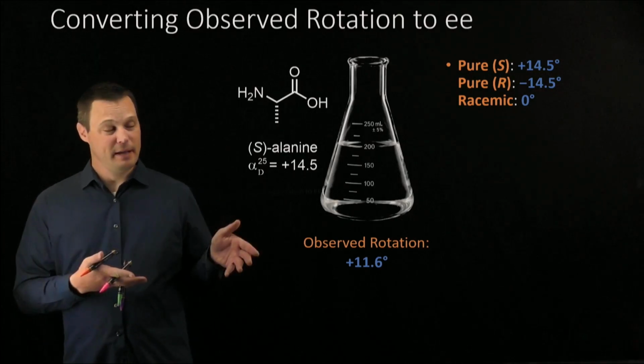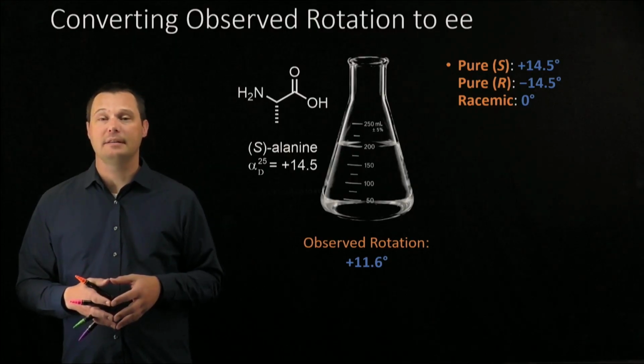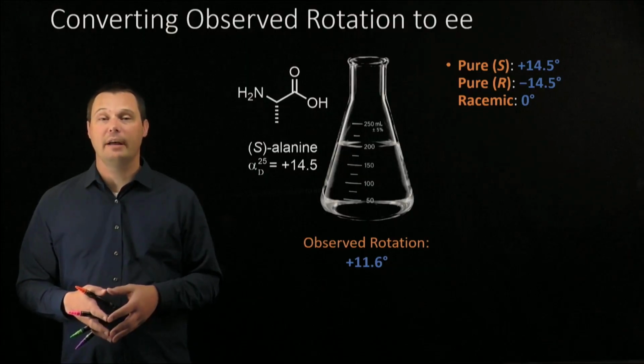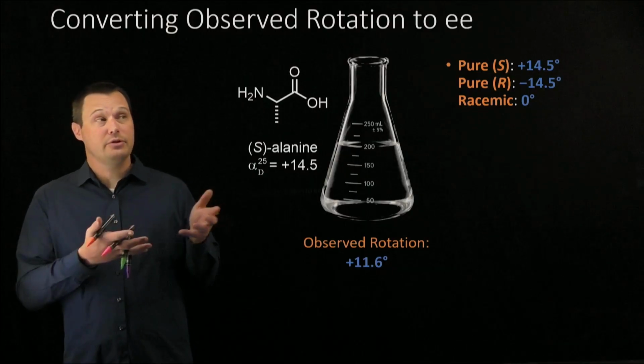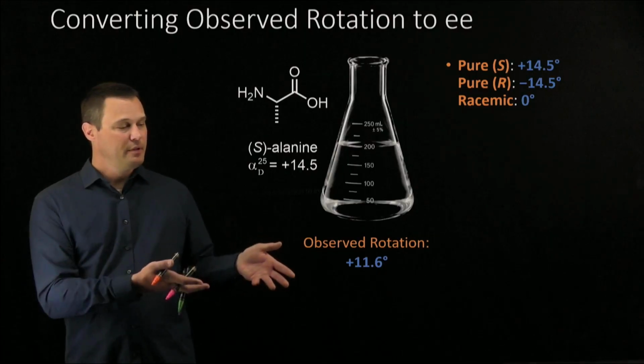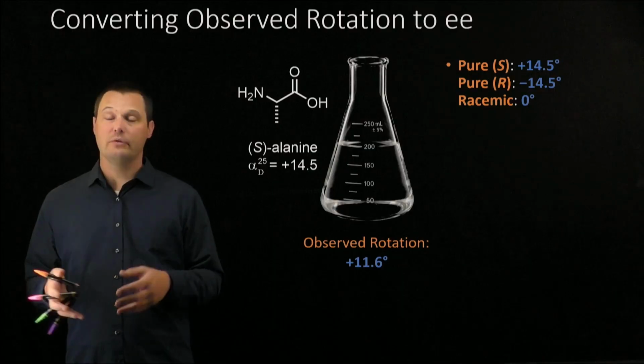In this video, we're going to make that concept more precise by defining exactly what an enantiomeric excess is. We'll look at the calculation we need to turn an observed rotation into an enantiomeric excess, and how soccer fans can help us turn that enantiomeric excess into an actual ratio. So we'll start with this example. If I have an observed rotation of positive 11.6 degrees, what is the ratio of those enantiomers?